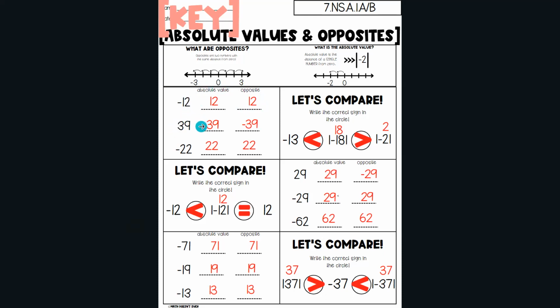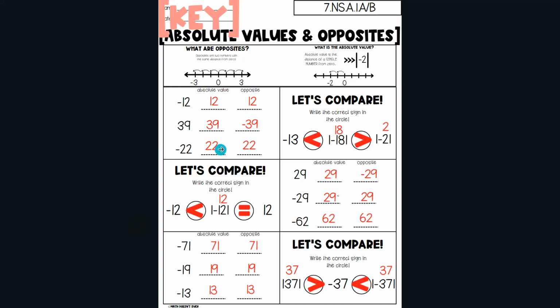39 is 39 spaces from 0. So the absolute value would be 39. 39 is 39 spaces from 0 to the right. So its opposite would be 39 spaces from 0 to the left, giving us negative 39.